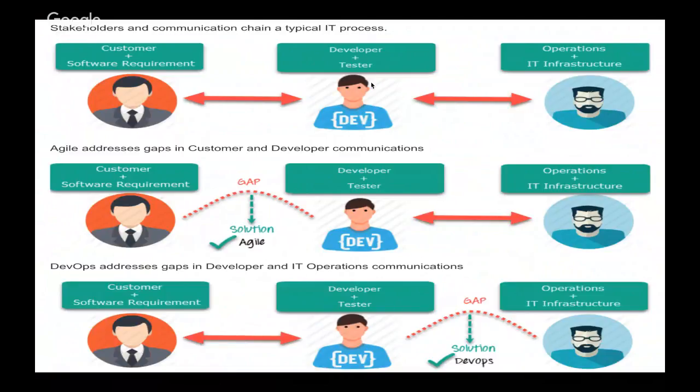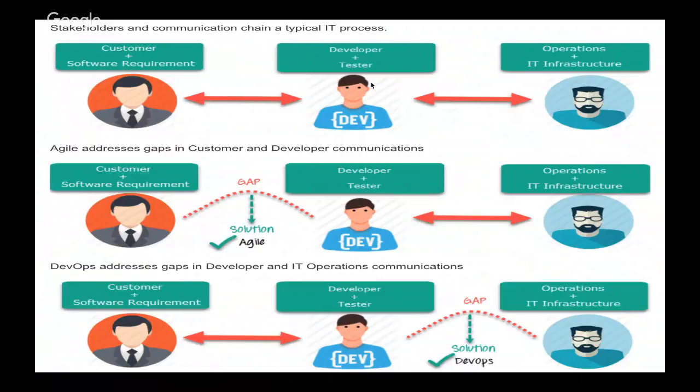Now, if you combine the Agile approach with DevOps, I would suggest that is the fastest and the best way to do any kind of software development. Just imagine, if you combine Agile with DevOps, there will be no gap between customer and software requirement with the developer and testers, and then no gap between the development and testing team and IT operations and infrastructure. That is the most wanted, most feasible situation for software developers and the IT development team.